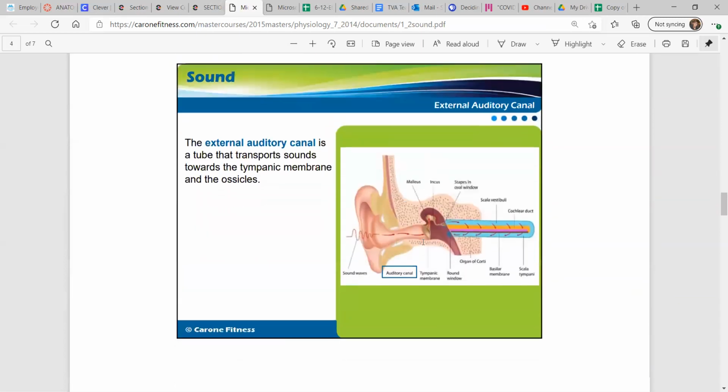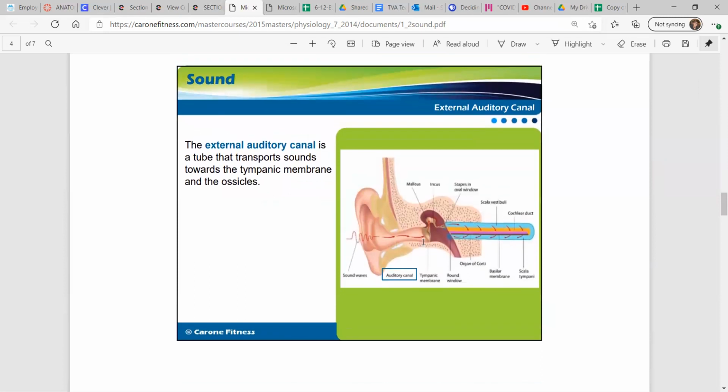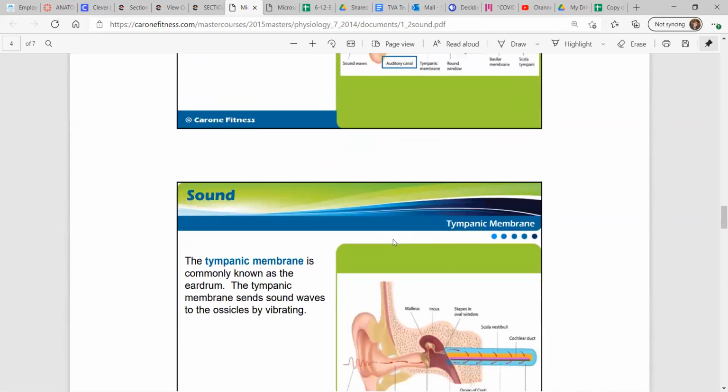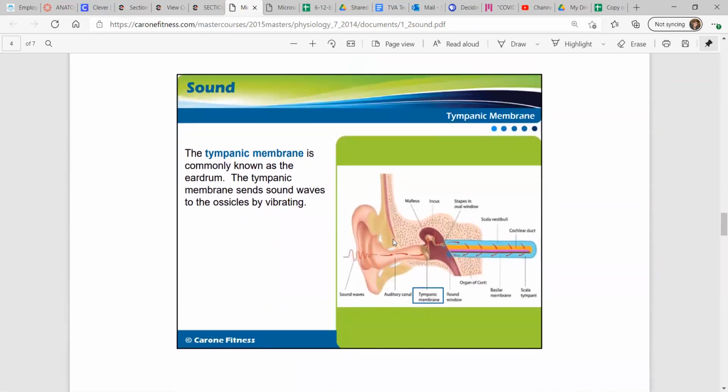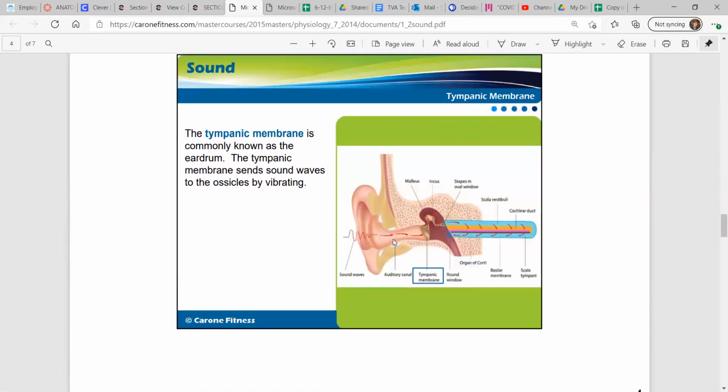And the external auditory canal is a tube that transports sounds towards the tympanic membrane and the ossicles. So you can see that in this diagram. The tympanic membrane is commonly known as the eardrum. The tympanic membrane sends sound waves to the ossicles by vibrating. So we have this eardrum and it's vibrating and sending those sound waves deeper into your ear.